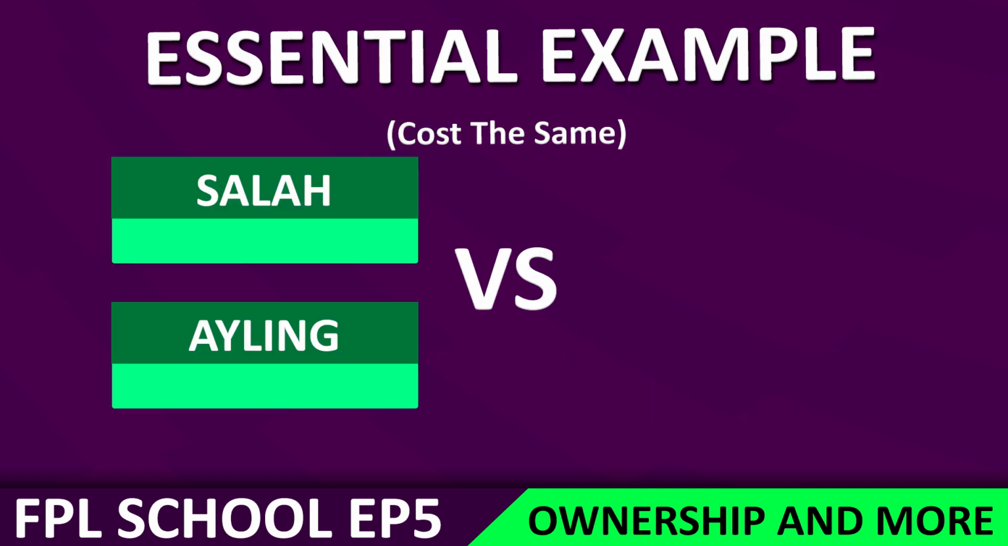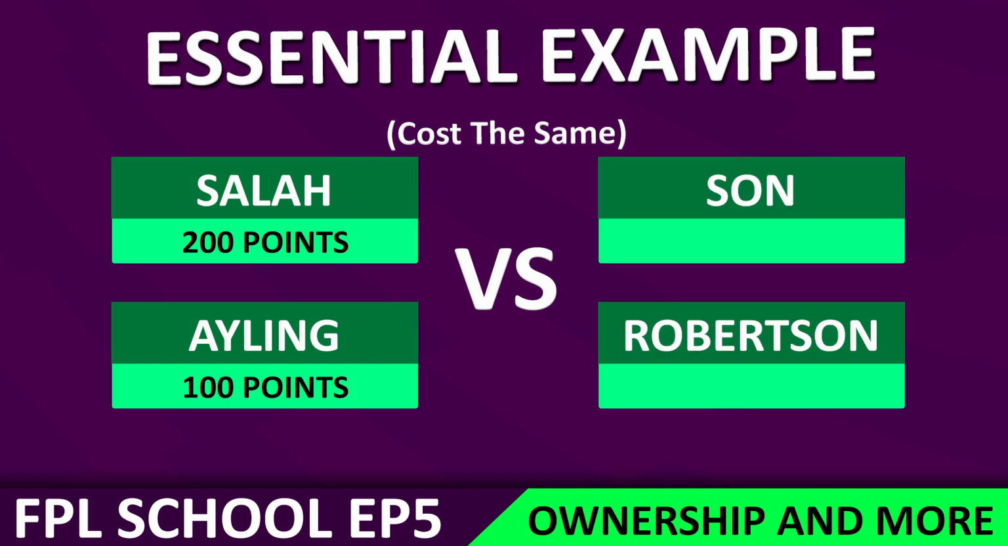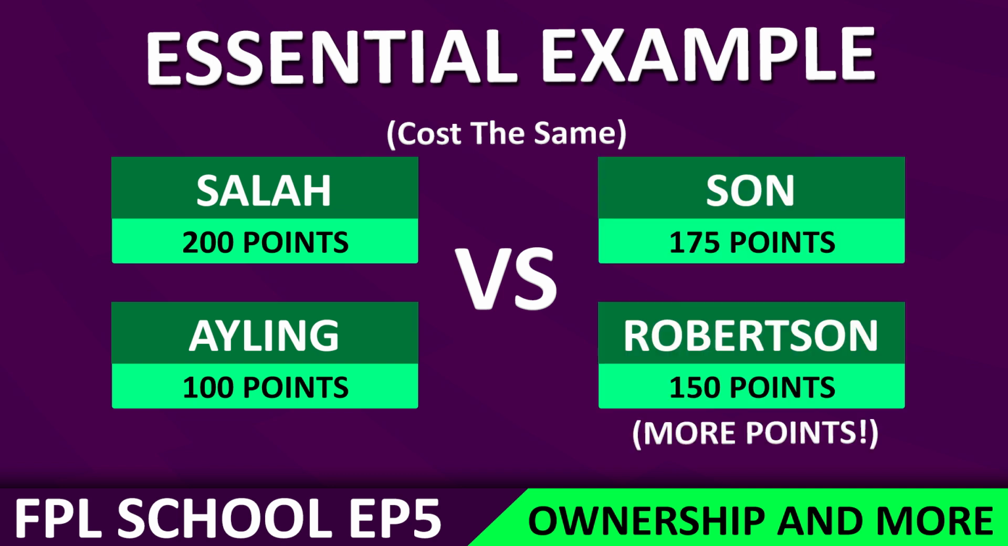But for an example, let's say in your team you have Salah and Ayling. They score you 200 points and 100 points throughout the entire season. And you're an absolute cheapskate who didn't make any transfers, you kept these two players in, alright? Just for this example. And both of them cost you 17 million combined. But someone else went Son and Robertson instead. Scored 175 points and 150 points. Meaning that duo ended up scoring more points with the same amount of money, even though you didn't have the one player who scored the most points in Salah.